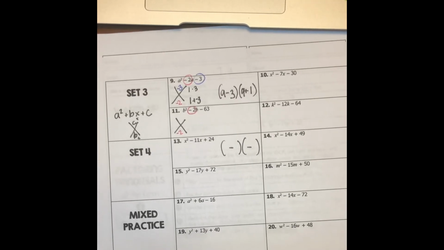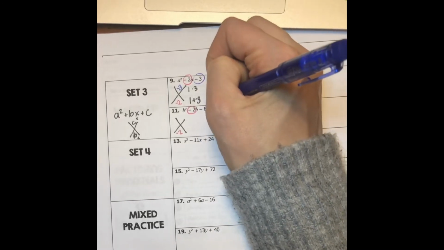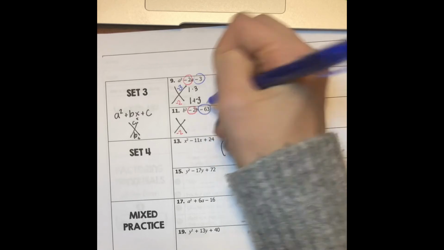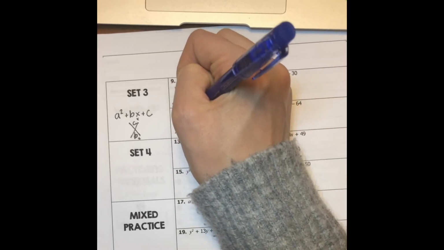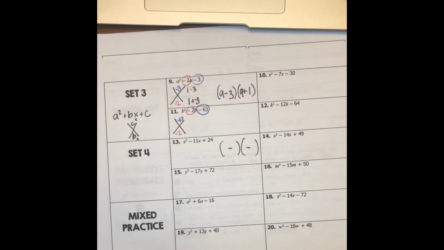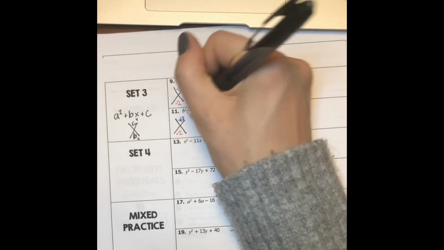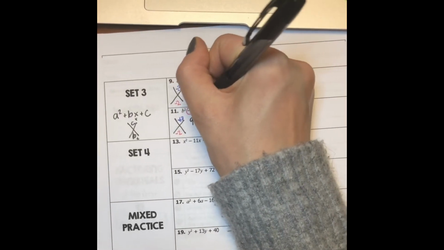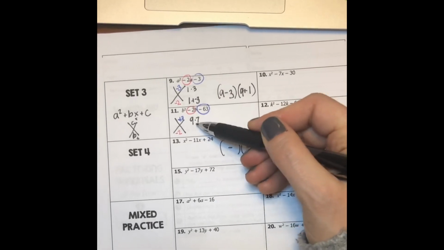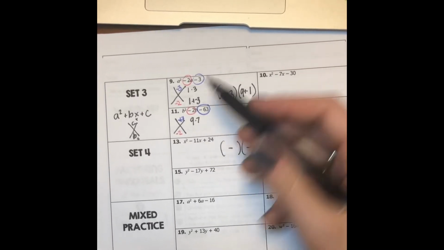And this one seems like it might be really weird, but it's not too bad. And then we have a -63, and you might be asking yourself, what the heck is going to multiply to 63 but also give me a -2? So let's think about the ways to make 63. The one that comes to mind first for me is 9 times 7. So I know one of them is going to be positive and one of them is going to be negative.